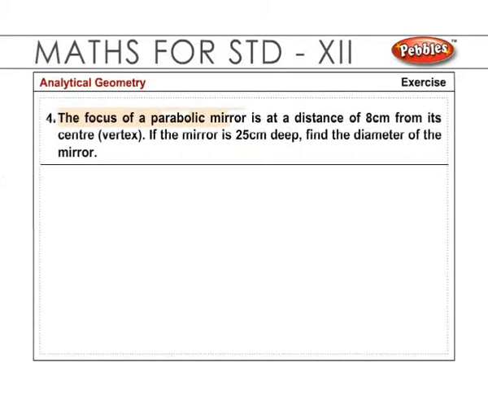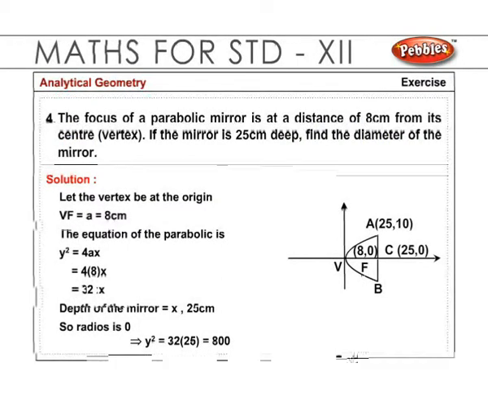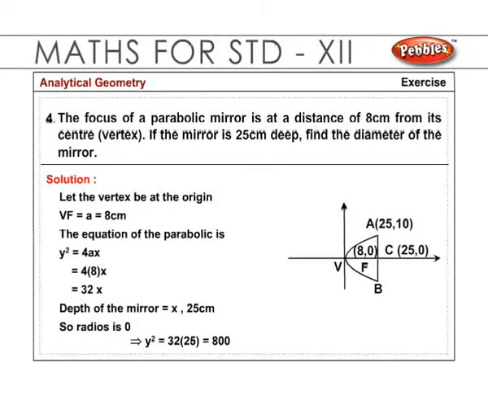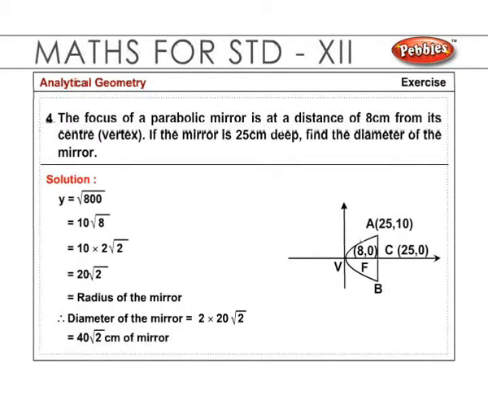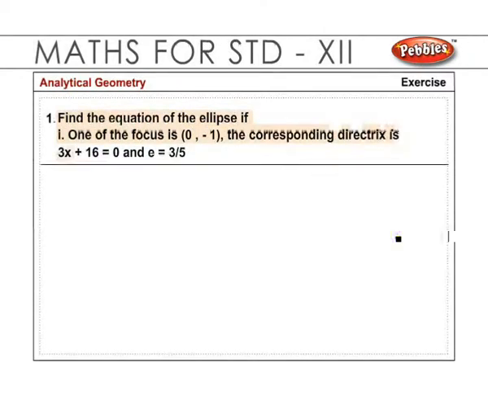The focus of a parabolic mirror is at a distance of 8 cm from the center, that is the vertex. If the mirror is 25 cm deep, find the diameter of the mirror. Find the equation of the ellipse if one of the focus is 0, minus 1, the corresponding directrix is 3x plus 16 is equal to 0 and e is equal to 3 by 5.